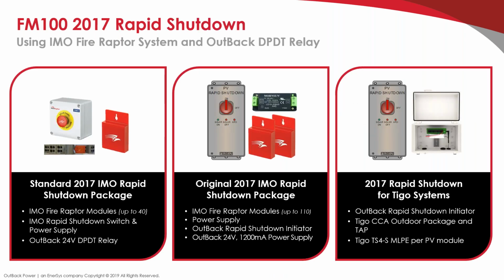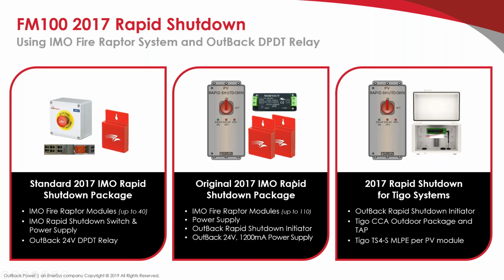Now let's look at the module level solutions. So here are a few options. On the left side here is sort of our most cost effective option. We use the FireRaptor ESW switch available for purchase through OutBack Power, the IMO FRS 01 module level rapid shutdown device for each panel, and a relay that basically communicates to the system to shut down when the IMO switch is pushed. This can handle up to 40 IMO FireRaptor modules per switch based on the power supply rating as indicated by IMO, the manufacturer.